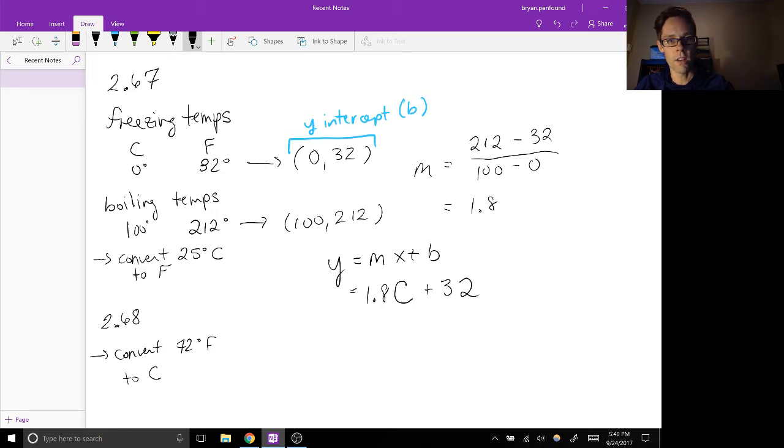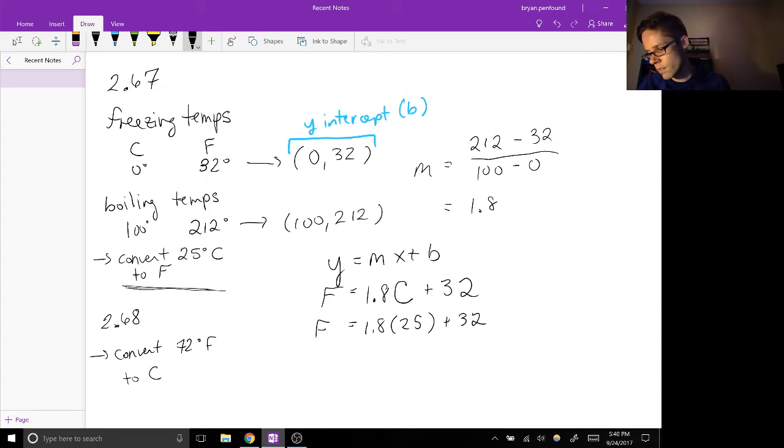And the y values, both of the second numbers in our ordered pairs, were Fahrenheit numbers. So this is going to give us a conversion between Celsius and Fahrenheit, where I input a Celsius value and I get an output that is Fahrenheit. The last part of this question asks us to convert 25 degrees Celsius into Fahrenheit. So I can now input 25 for my capital C and simplify this to get some value in Fahrenheit.